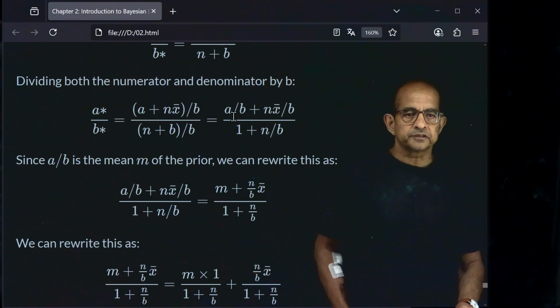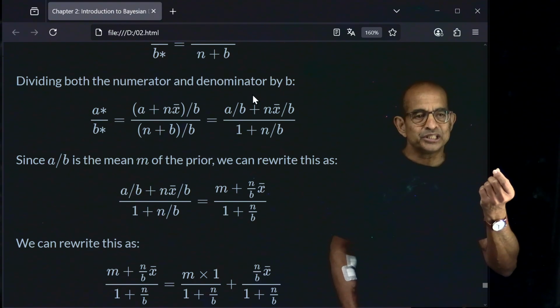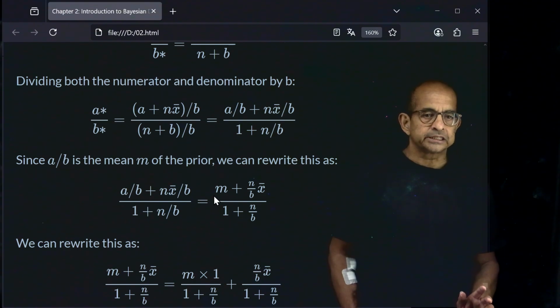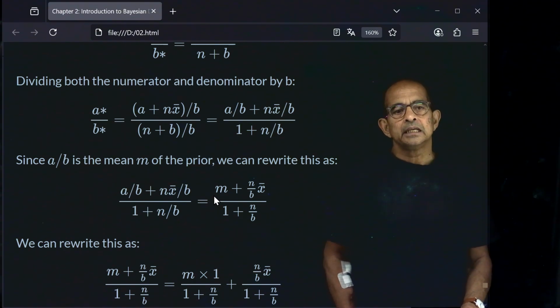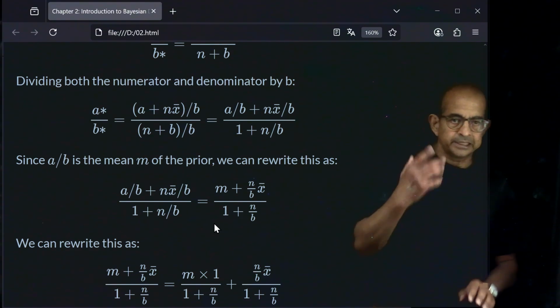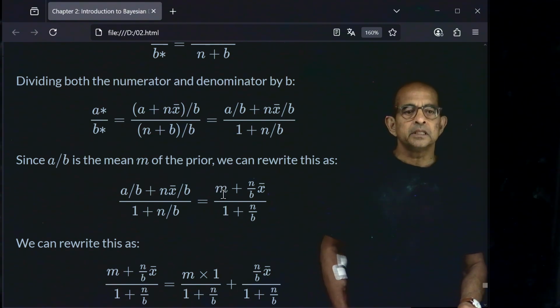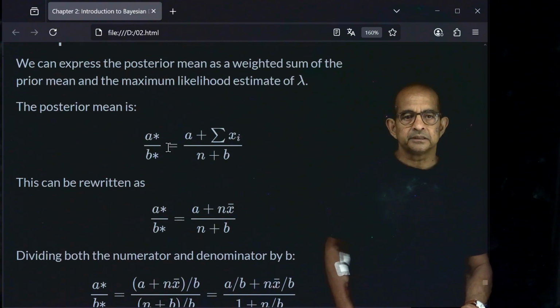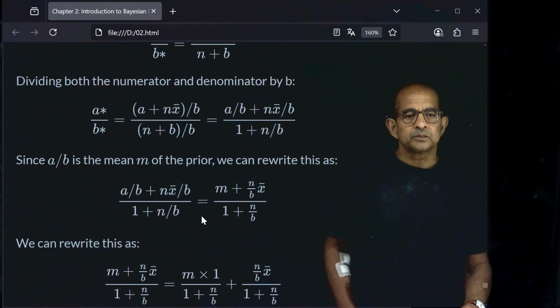What's interesting to observe here is that a over b is actually the mean of the prior distribution. So I can rewrite that as a variable, let's call it m. M represents the mean of the prior. So I've just rewritten this equation in terms of a over b, which is rewritten as m. What this equation now says is that the posterior mean, remember this whole thing represents the posterior mean, is actually a weighted sum of the prior mean and the maximum likelihood estimate.